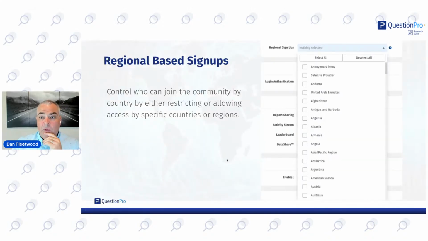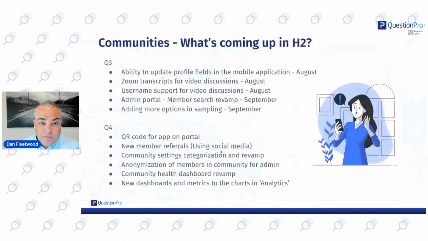Regional-based signups. So this is something that you can control, who's coming into the community. So let's say your community is US only and you don't want anybody else outside of the United States signing in. You can choose to only include people from the United States based on their IP address. So these are things, again, with more security and ensuring that you have the right members in the community are paramount, and things that we're thinking about. So this is something that we released as well.